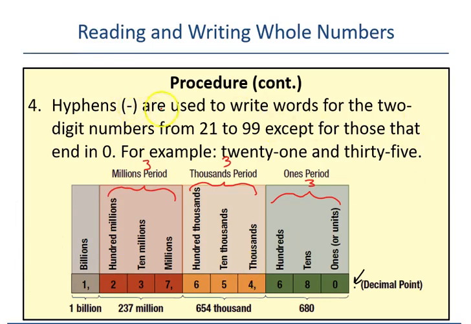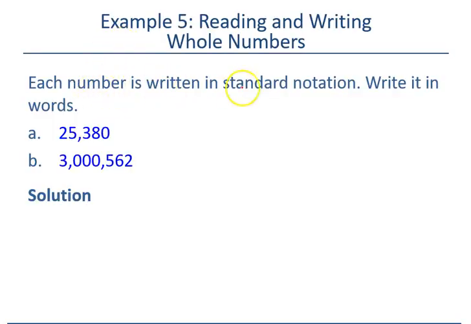Okay, hyphens. Hyphens are used to write words for the 2-digit numbers from 21 to 99, except for those that end in zeros. For example, 21, 35, okay? So remember, that would be 35, or 21, okay? You hyphen those, just 21 through 99, but not the ones that end in 0. So let's take a look at some examples here. Write each number. Each number is written in standard notation. Write it in words. So let's come over here.